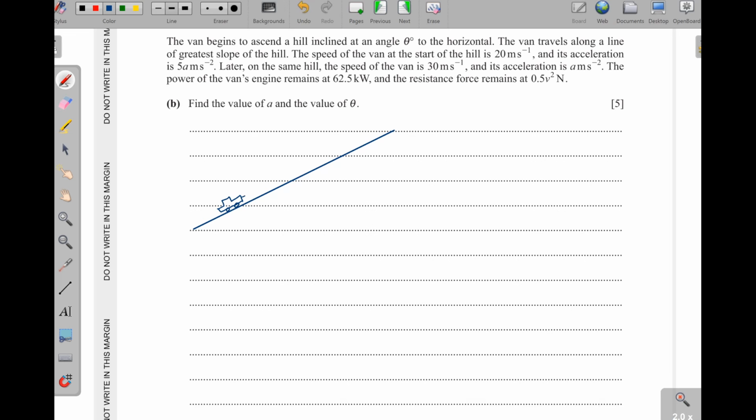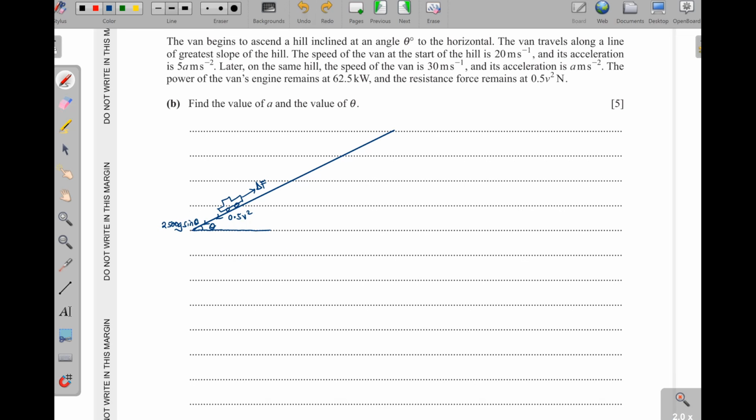My van is here. It has a driving force, and it has a resistance force which is 0.5 V squared. But there is also mg sine theta, so 2500 g, then sine of theta. That one has to be there. The horizontal component of the weight: if this is mg, this is theta. When you close up, this will be mg cosine, and when you open up, it becomes mg sine.